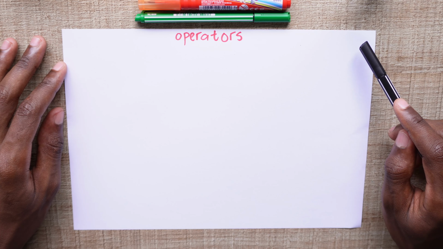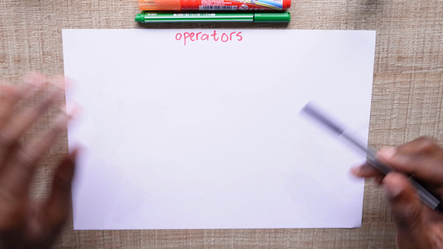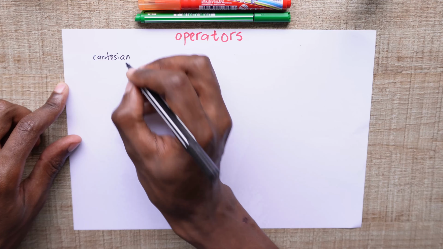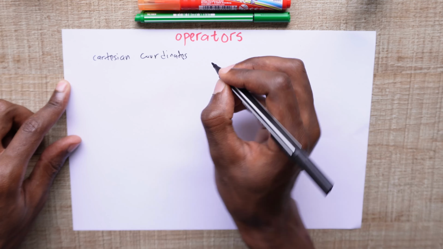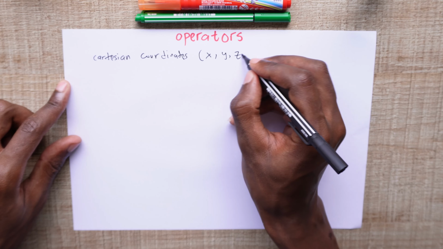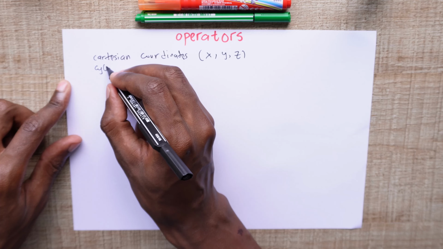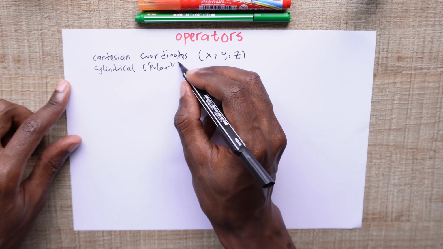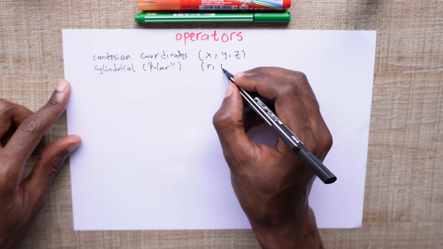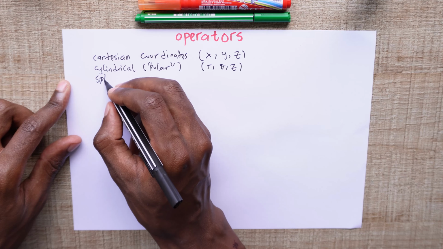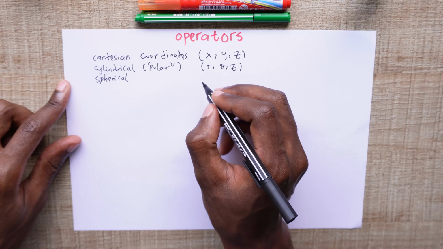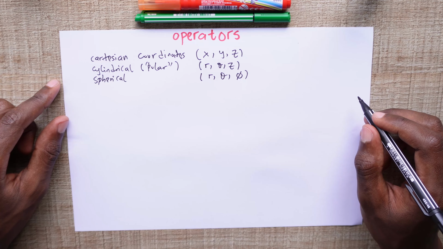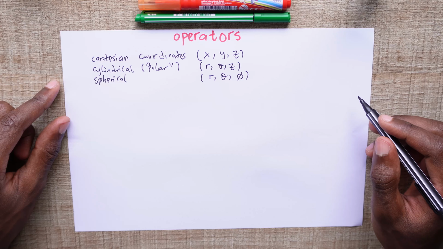As a prerequisite, I'm going to assume that you are familiar with the different coordinate systems, which are the Cartesian coordinates, which contains the coordinates x, y, z, the cylindrical coordinates, which are like an extension of the polar coordinates, which contains the coordinates r, theta, and z, and spherical coordinates, which contains the coordinates r, theta, the polar angle, and phi, the azimuthal angle. So I assume you are familiar with these different coordinates.